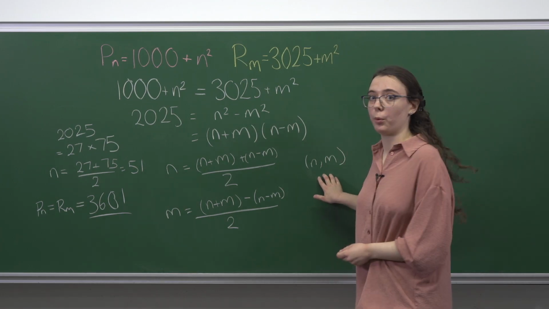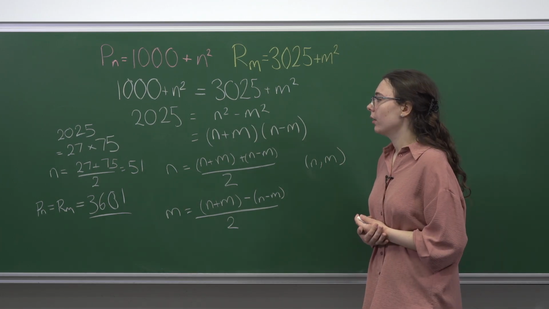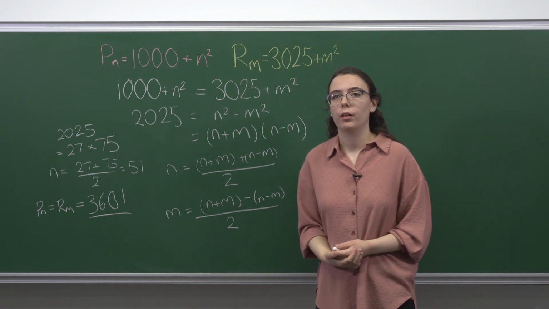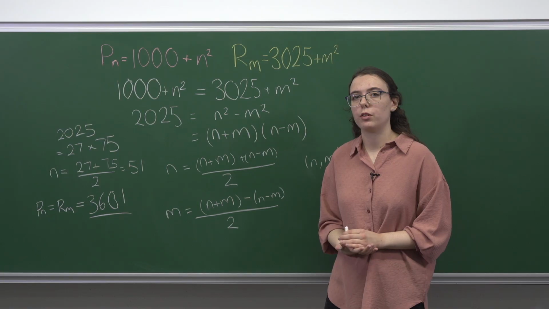And as we noted before, because there are 8 possible pairs for n and m, this means that there are 8 distinct numbers which are in both sequences. And so this is the answer to the final part of the question.